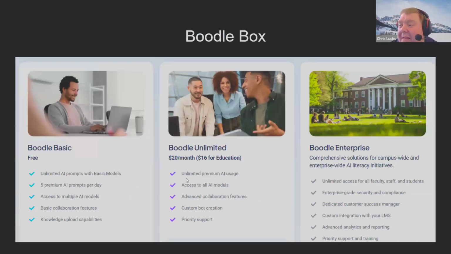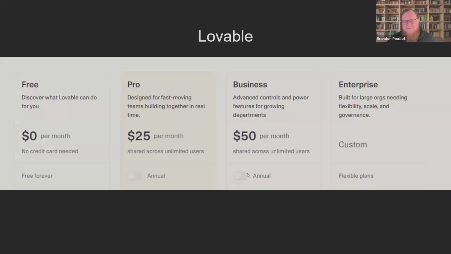But then we have others that some of us might be familiar with. So Boodlebox, this is a straight screenshot. Boodlebox: free, unlimited AI prompts with basic models. And then you get 5 premium prompts per day for free. Yay! Yeah, five a day. You'll get your fluency down really quickly with those 5 premium prompts a day. Can you figure out what a premium model is? Is that spelled out on their site? Because that seems like part of what the pricing structure should include. Information.